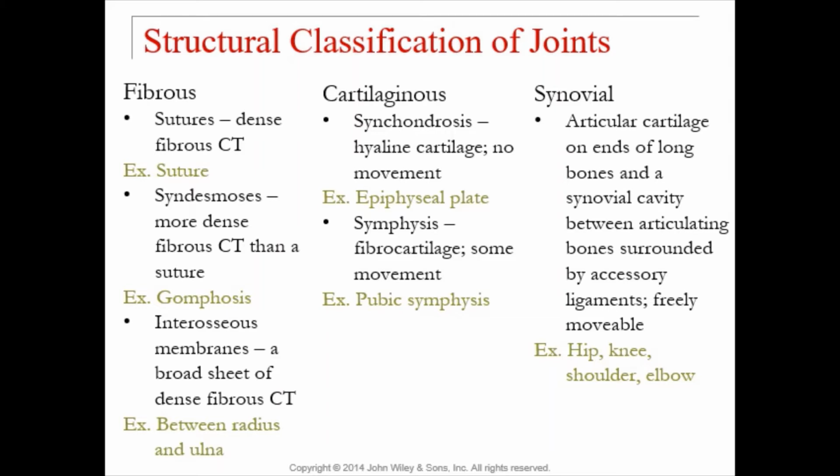Another example is down in the pelvis. Connecting the left and right pubis bones is a little bit of fibrocartilage called the pubic symphysis. Your pubic symphysis is fibrocartilage, and it's located between your two pubis bones. So technically, that's another cartilaginous joint. It's just cartilage holding the bones together.